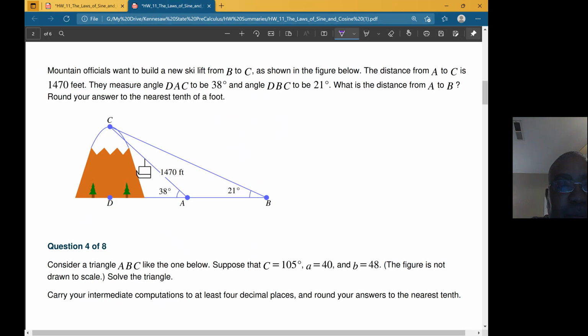So there are a few different ways that we can do it, but we are going to take the most direct way. I don't think I'm going to have any argument from that. So if you look at angle DAC, that is 38. So that means that angle BAC is 180 minus 38, which is equal to 142 degrees.